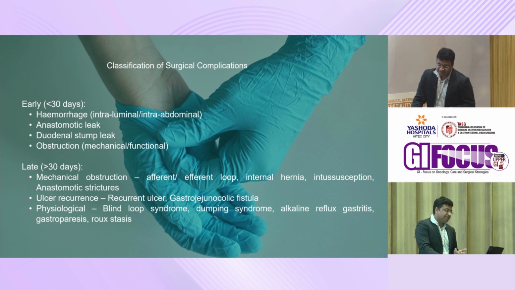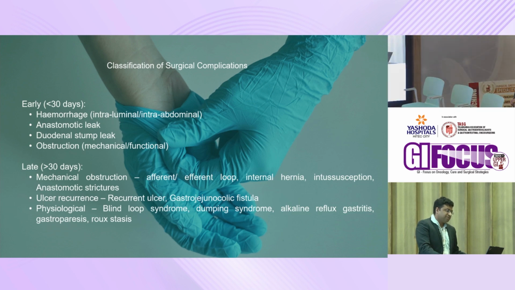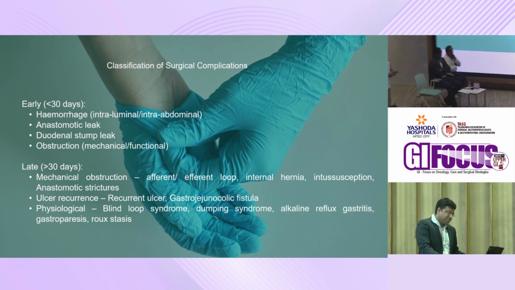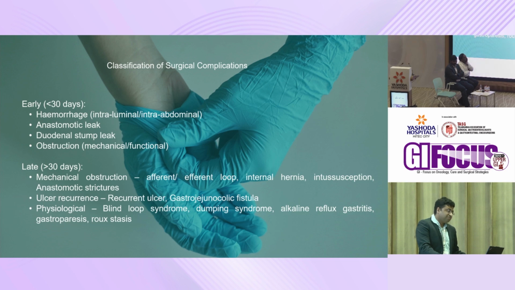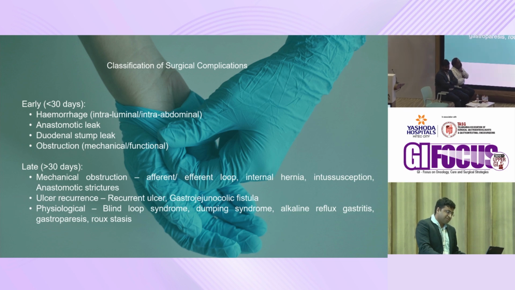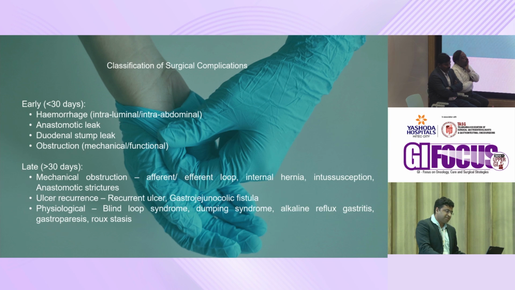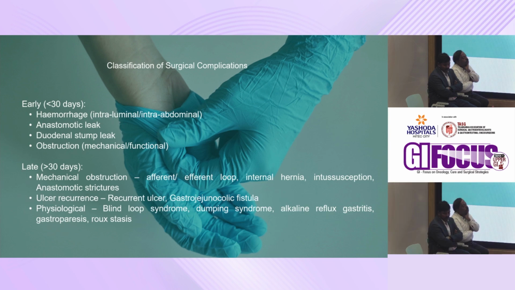blowout, stump leak, any acute obstruction in the immediate post-operative period, or we can talk about late complications, which could be either due to an obstruction developing later due to an adhesion or a stricture, or it could be ulceration, stomal ulcerations near the gastrojejunostomy site, or blind loop syndrome, rheustasis, gastroparesis.